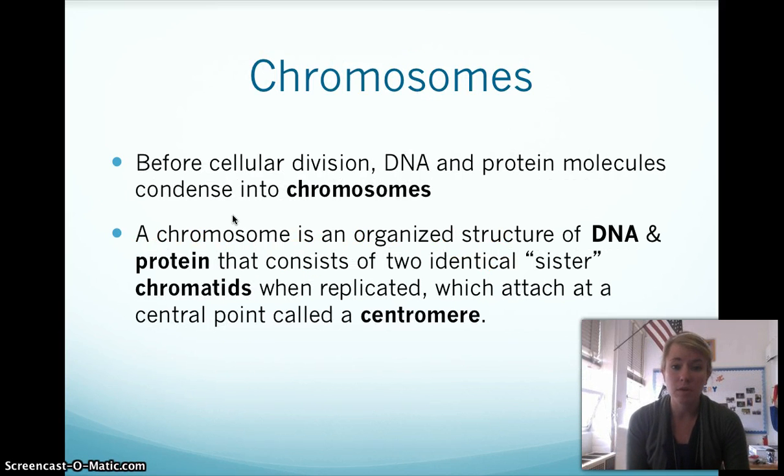So you already know a little bit about chromosomes. Chromosomes are the combination of DNA and protein molecules. Normally they're inside the nucleus in a soup, kind of like a bunch of noodles, and they're called chromatin. Then they condense into chromosomes, which are the X's that you guys are used to seeing. A chromosome, by definition, is an organized structure of DNA and protein that consists of two identical sister chromatids when replicated, which attach at a central point called a centromere. Again, more language that we're going to get into more. Basically, a chromosome is a bunch of DNA in the shape of an X, and the two sides of the X are identical because we replicate our DNA, and they're exactly the same.